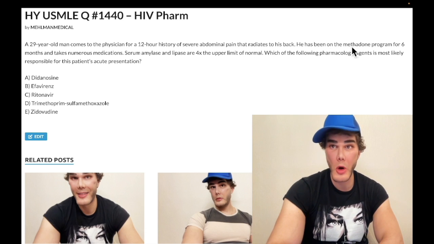He's in the methadone program, so this just means he's an IV drug user, because methadone is used to come off opioids, heroin, fentanyl. And if you have amylase and lipase greater than 3 times the upper limit of normal, that's pretty standard for diagnosis of pancreatitis. Which agent is most likely responsible? Choice A, didanosine, correct answer.